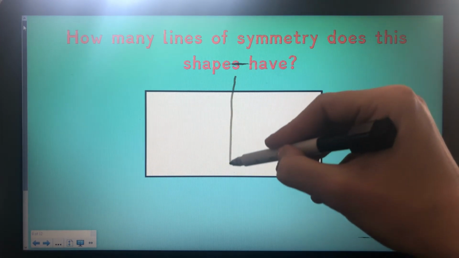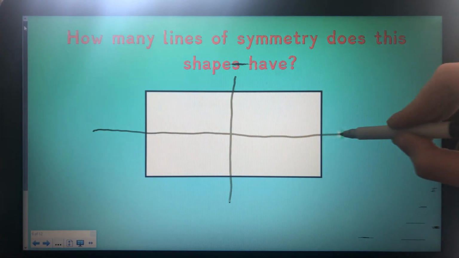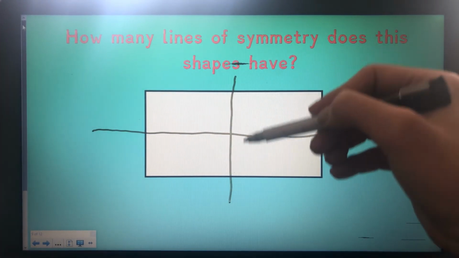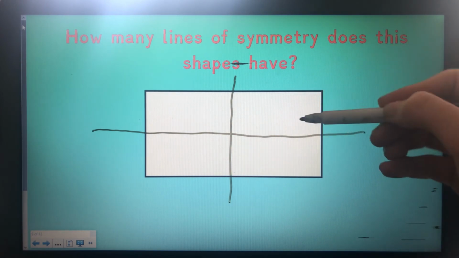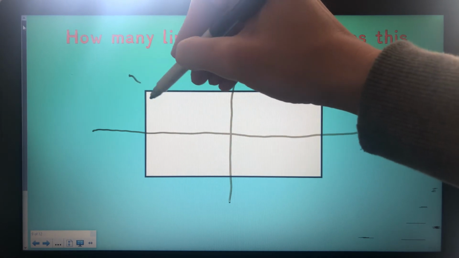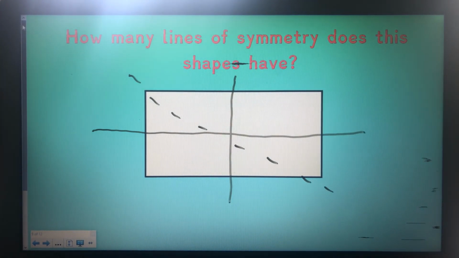So I'm just going to draw on my computer. And I should use a ruler because I'm actually not making symmetrical sides, but it's just to show you. So if I was to fold it this way and fold this piece of paper over, that would be exactly the same, and same again this way. But if I was to fold it this way, it would not match up. It would not be exactly the same.